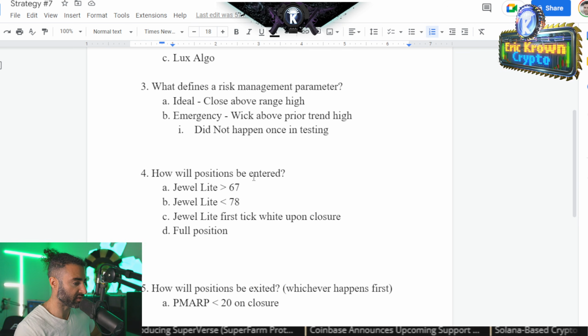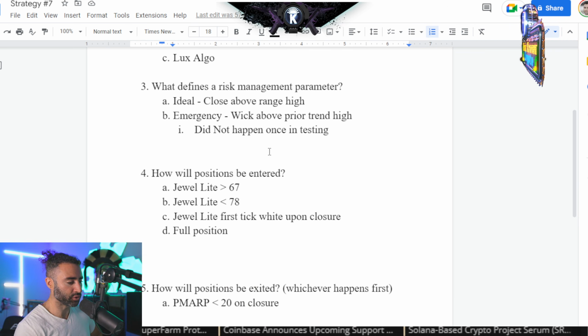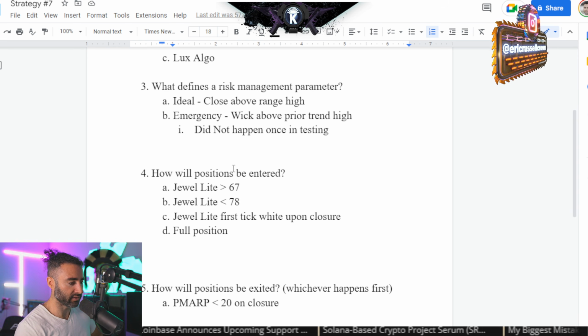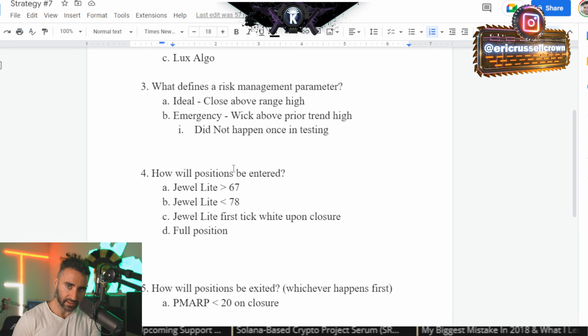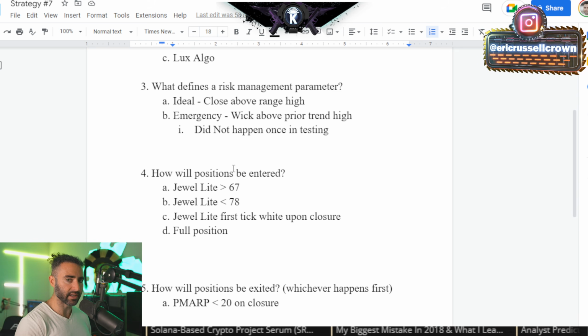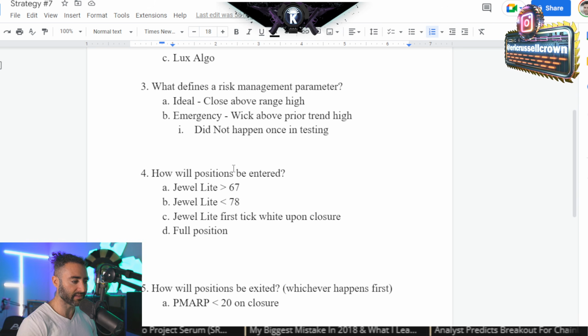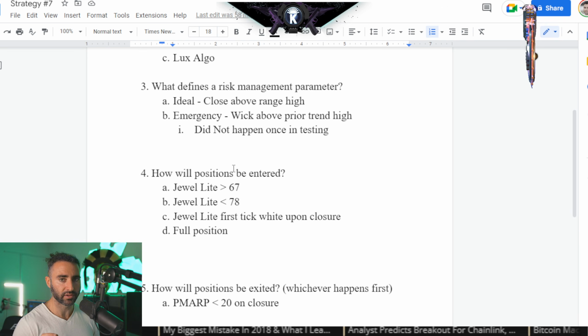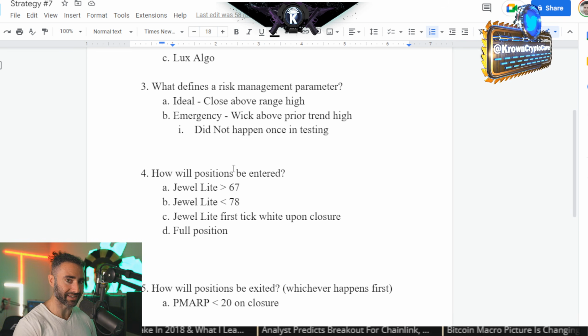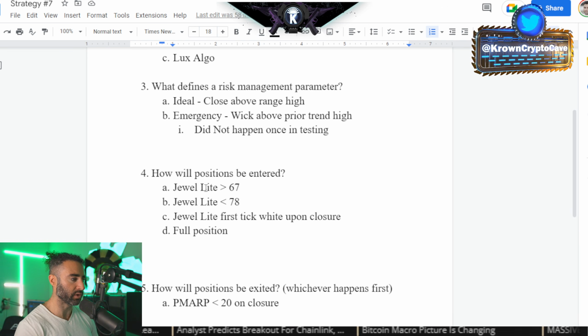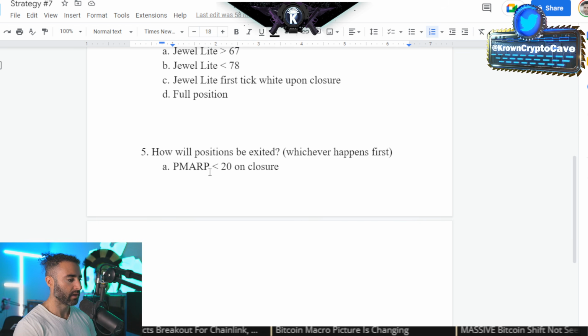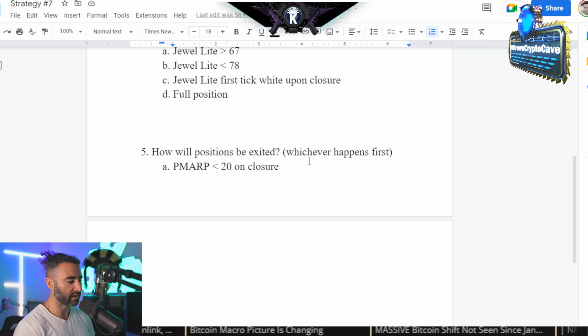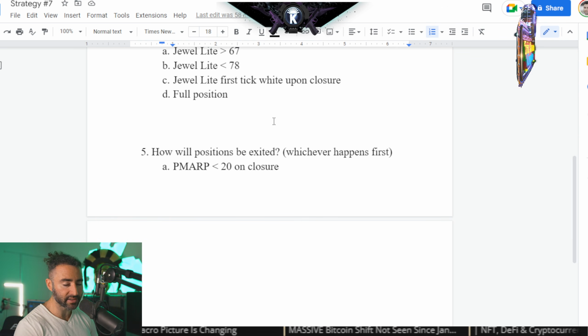Anyways, how will positions be entered? So we need to see the Joule Light do this. We need to see it above 67 but below 78. So it needs to be between 67 and 78, and then the first tick upon closure that is white will be the entry for the purposes of this demonstration. Positions will be exited, profit taking, when PMARP is below 20 percentile on closure.